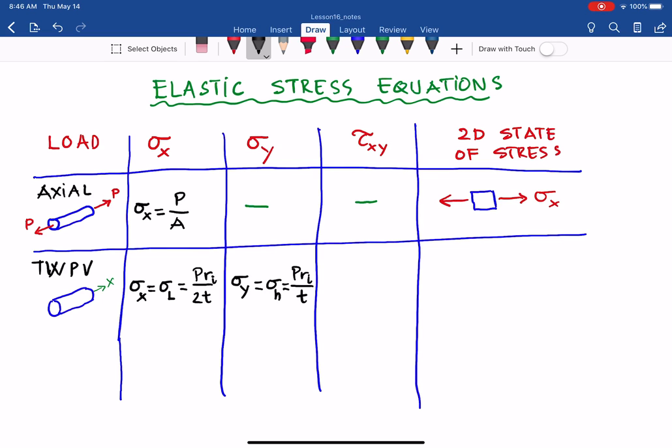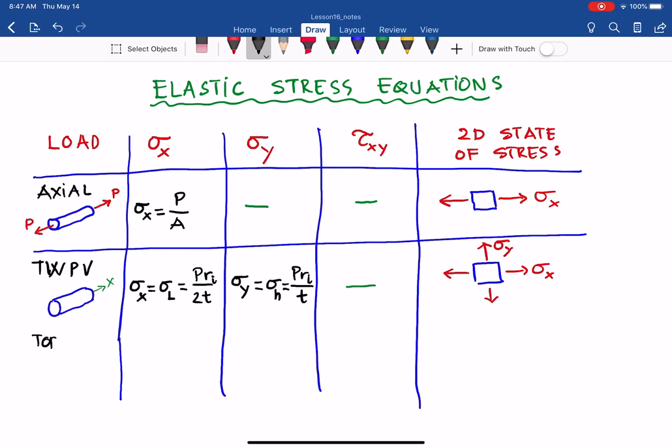And of course, that one creates only normal stress, so they don't have a shear stress. And for that one, the 2D state of stress would be: we have sigma x, also the longitudinal stress, or sigma 2, and then we have the hoop stress, also sigma y or sigma 1, that we learned previously. So that is the single pressure vessel.